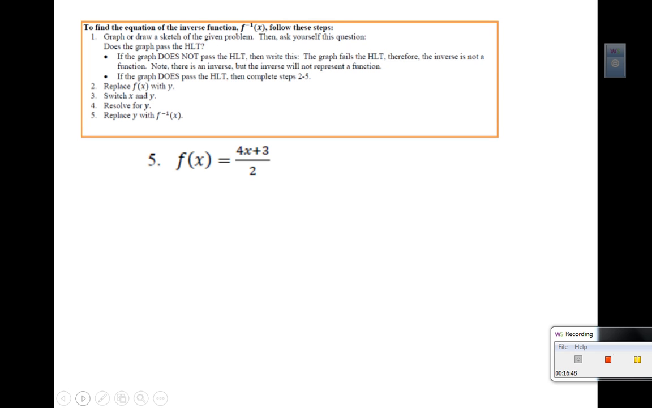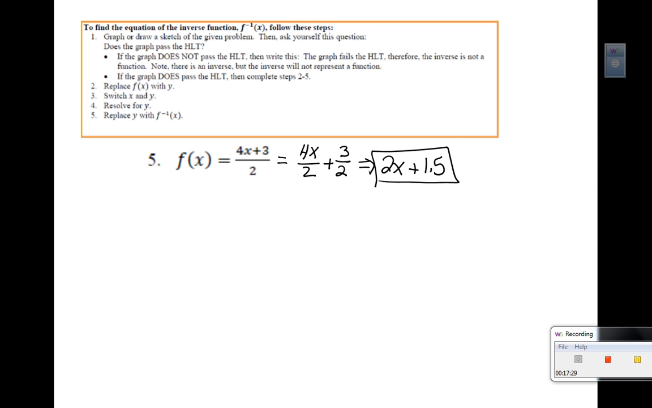Here's number 5. Now, when you graph this one, guys, here's how I'm going to have you do it first. This way it'll be the easiest. Rewrite this as 4x over 2 plus 3 over 2. That'll be your easiest way to graph it. So here's what you're going to graph. 4x divided by 2 is 2x, plus 3 divided by 2 is 1.5.